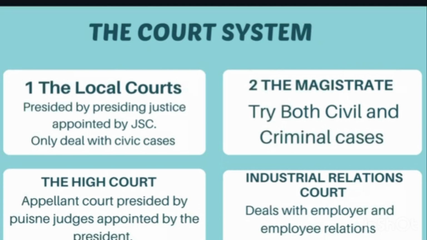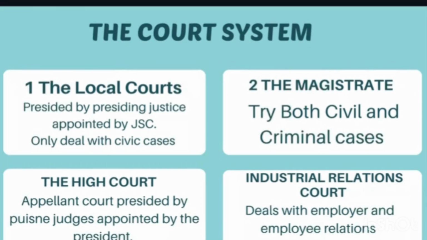The first level is that of the local courts. The local courts are presided over by a presiding justice appointed by the Judicial Service Commission. Local courts only deal with civil cases and a limited number of criminal cases. But mostly they deal with civil cases. The second one is the magistrate court. That is the second level of court. The magistrate try both civil and criminal cases.